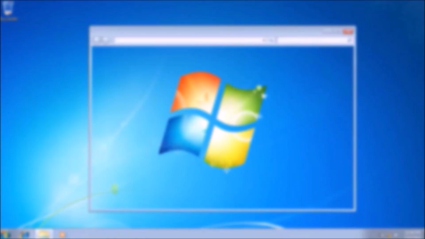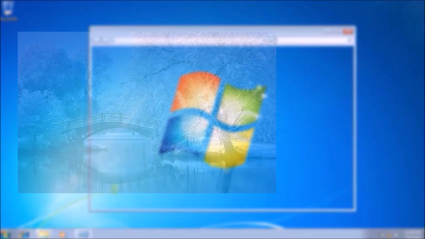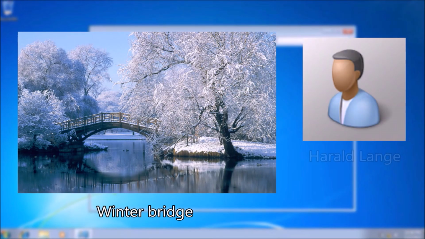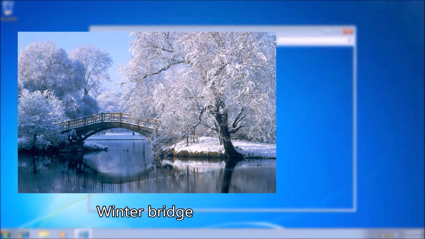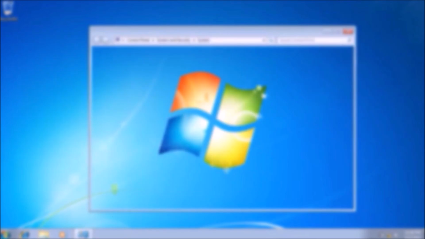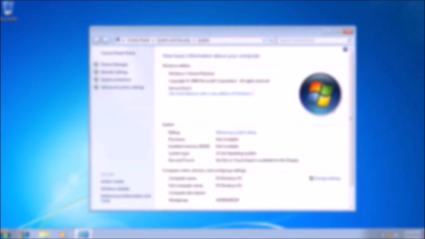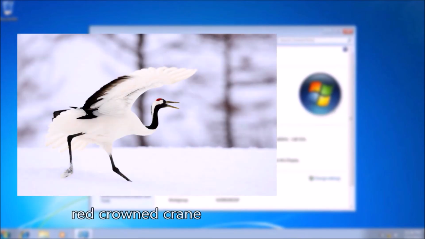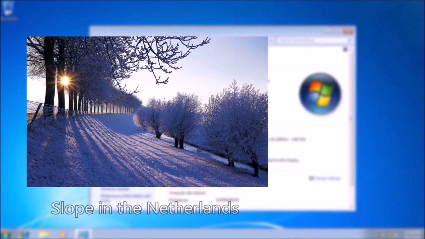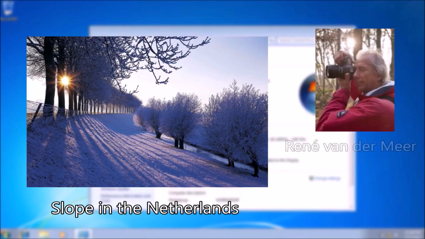Only one image came from Germany, that being a winter bridge, which was shot by Harald Lange. I can't really find which bridge exactly it was. For Japan, there's again only one image, which shows a red-crowned crane going around the snow. It was made by photographer Jeremy Woodhouse. The Netherlands wallpaper is made by Ren van der Merwe, and it shows a slope somewhere in the Netherlands.